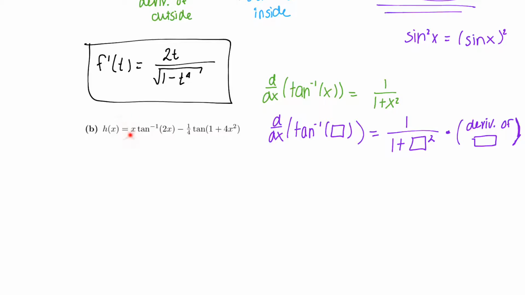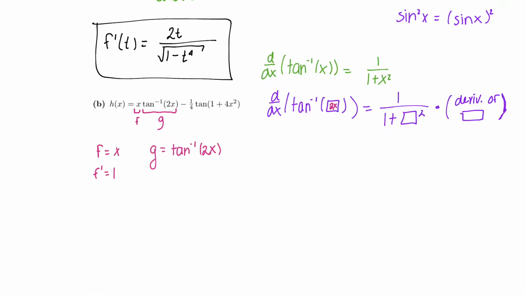Right here, x is being multiplied by tan inverse, so we are going to have to do product rule there. Let's do pink. So on this first part, we're going to have to do product rule. F is x, f prime is 1. G is tan inverse of 2x, so just filling in 2x there. G prime is going to be equal to 1 over 1 plus 2x squared.